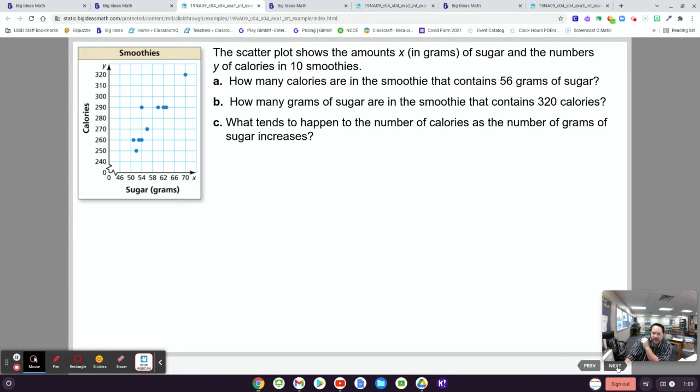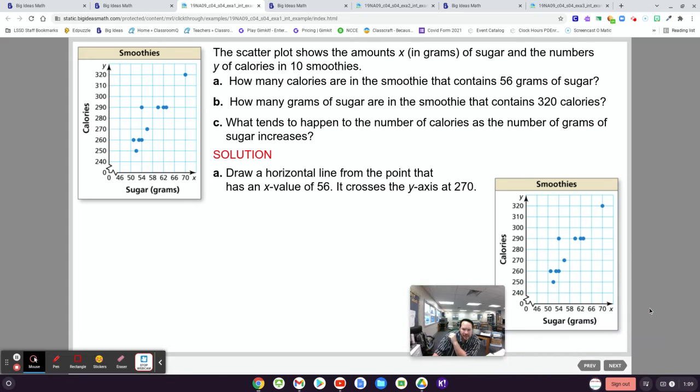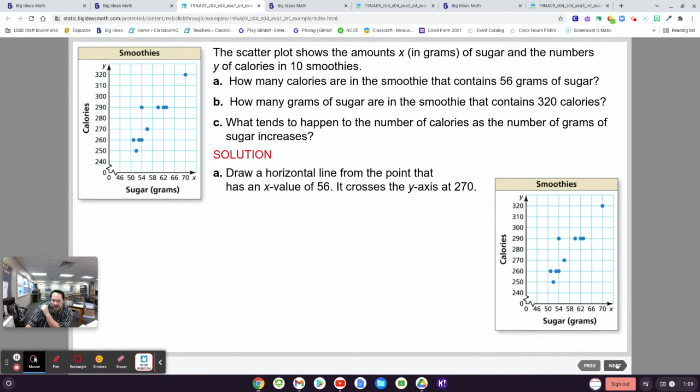All right, so one way to do that is looking at the graph. Let me slide myself over. Go over to 56 grams of sugar. There it is. Go up to the dot, and you'll notice, oh, there it is, 270 calories. That's the one that has 56 grams of sugar. So that point right there is the 56 sugar smoothie.